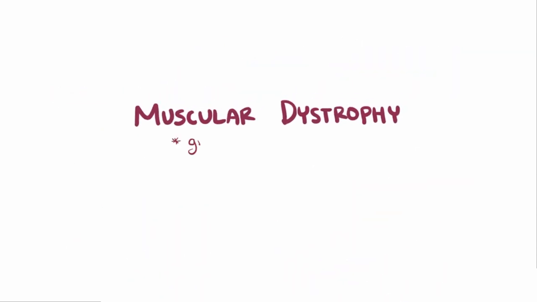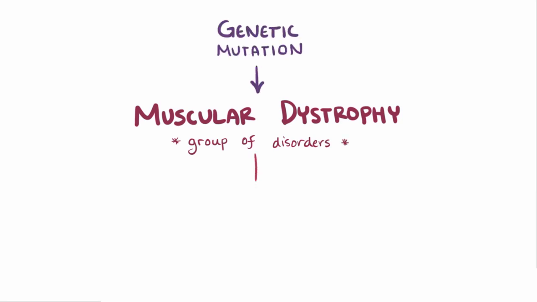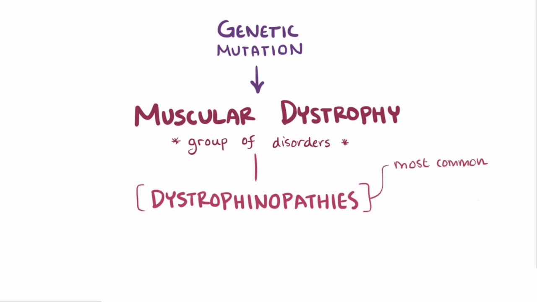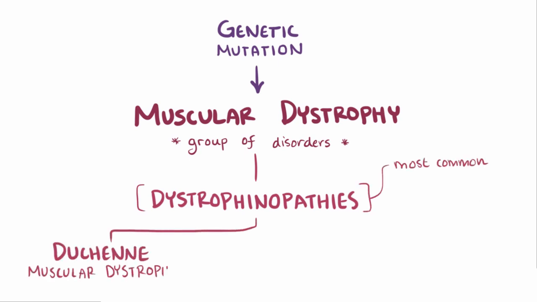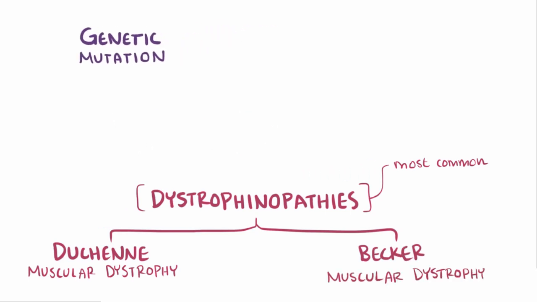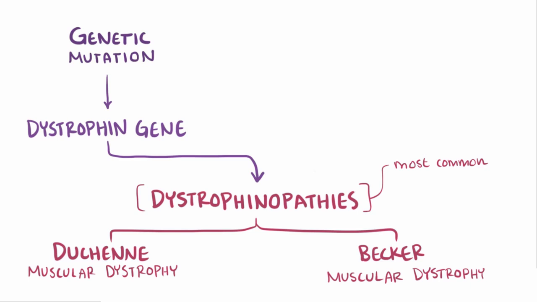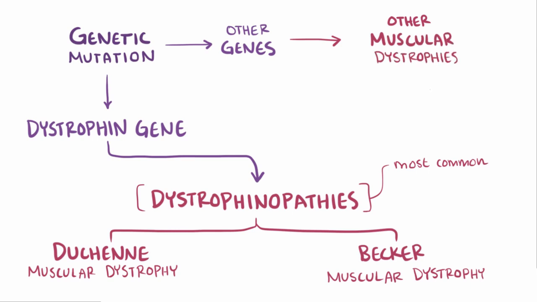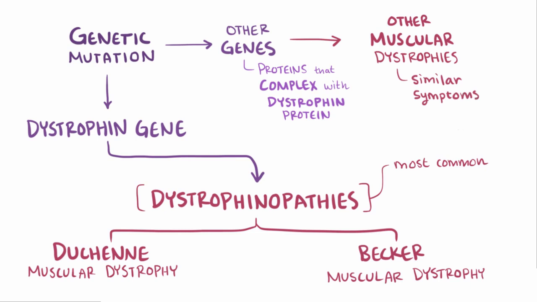Muscular dystrophy is actually a group of disorders, all of which are caused by genetic mutations. Within that group, dystrophinopathies are the most common, which includes Duchenne muscular dystrophy, or DMD, and Becker muscular dystrophy, both of which result from mutations in the dystrophin gene. In addition to those two, genetic mutations in other genes are responsible for several dozen other muscular dystrophies, some of which code for proteins that form a protein complex with dystrophin protein. These other muscular dystrophies, therefore, end up causing a lot of the same symptoms as the dystrophinopathies.